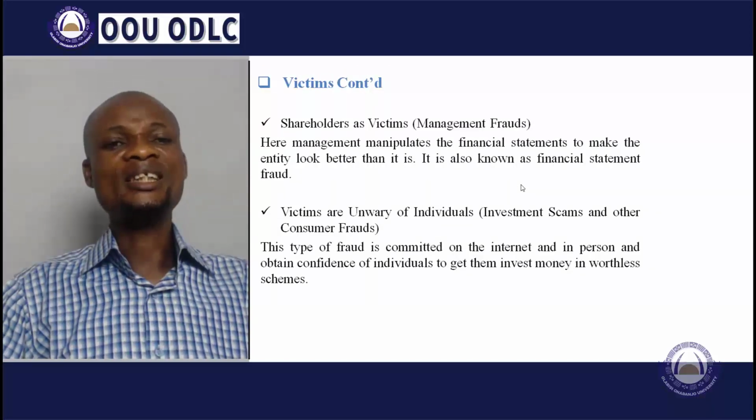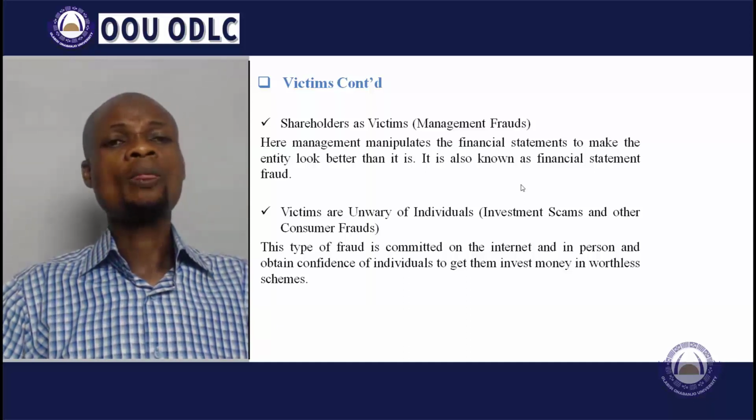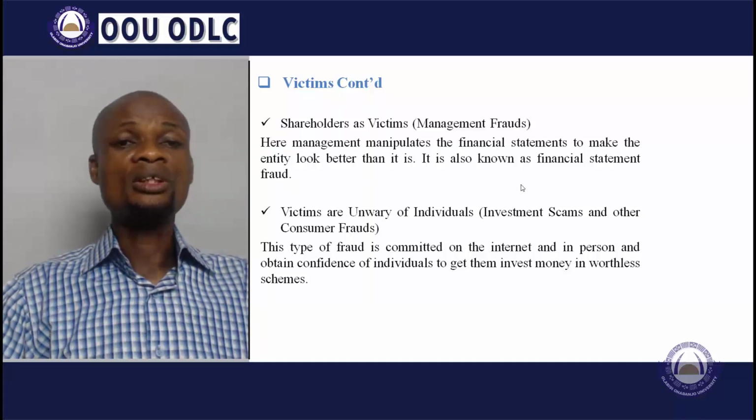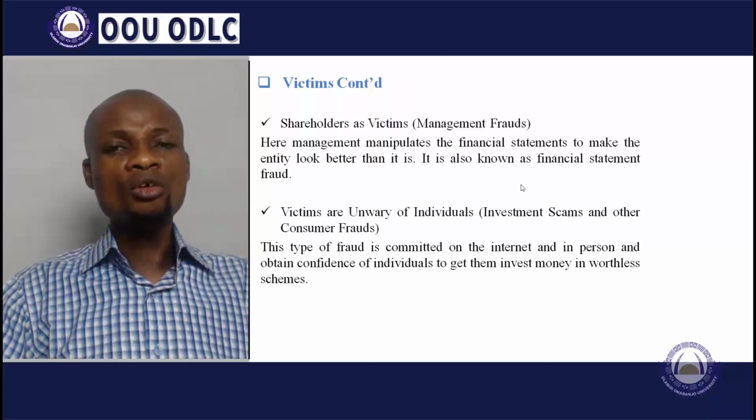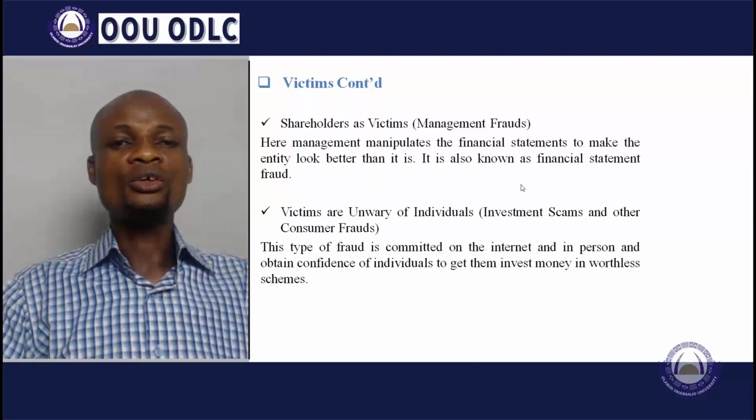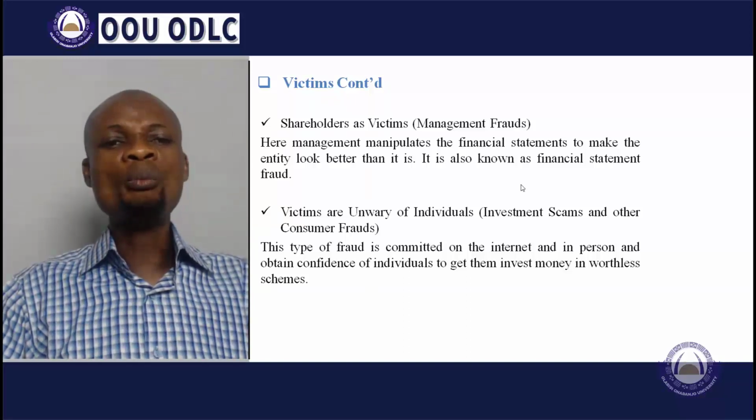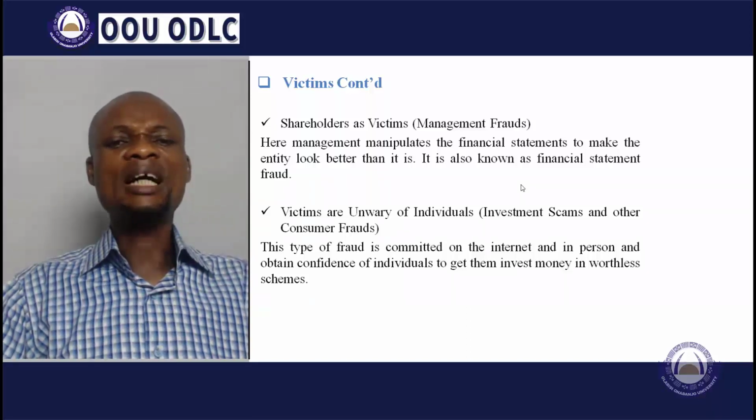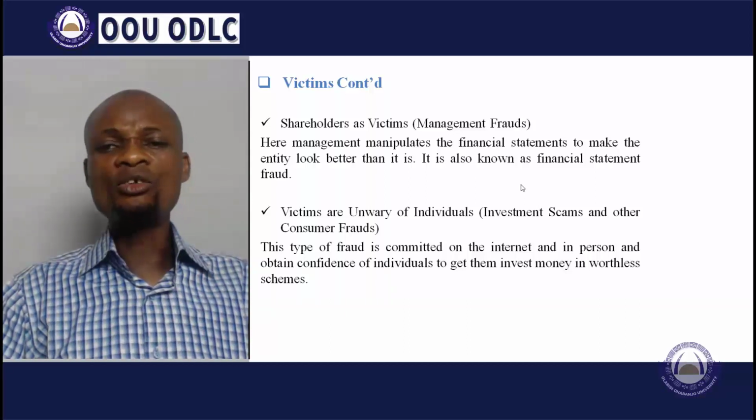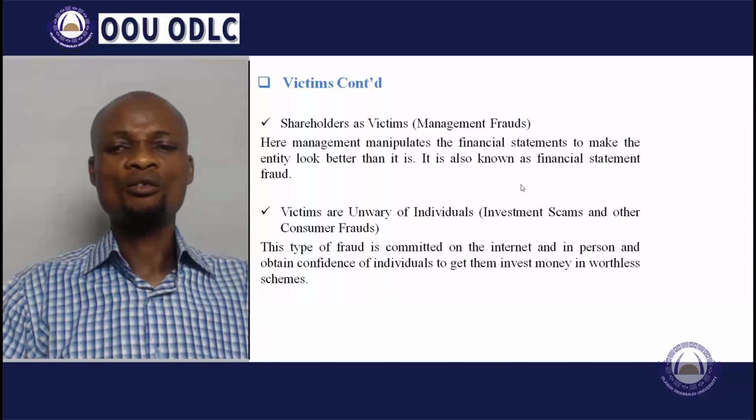Learners, still under the victim, besides the entity as a victim, we have shareholders or other victims. The second one is shareholders as victims, and this involves management fraud. Though we have said it is a kind of fraud on behalf of the organization, it's a kind of fraud where managers manipulate the financial statement to make the entity look better than it is. It's also known as financial statement fraud or a window dress form of fraud. The next one is the victim as an unwary individual, and this includes investment scams and other customer fraud.